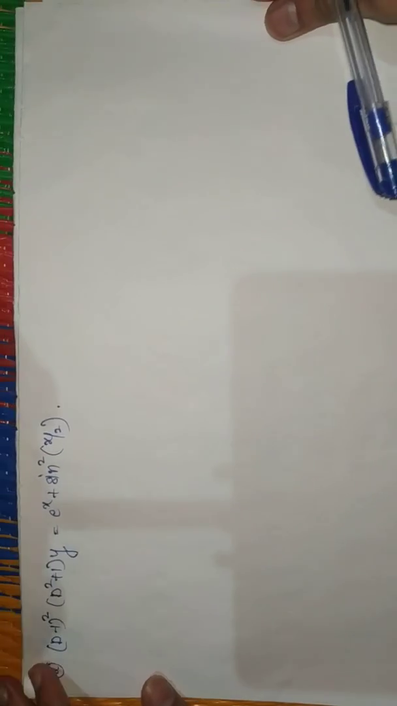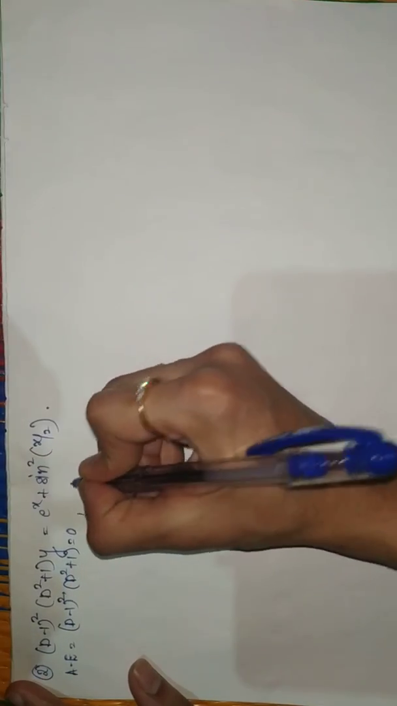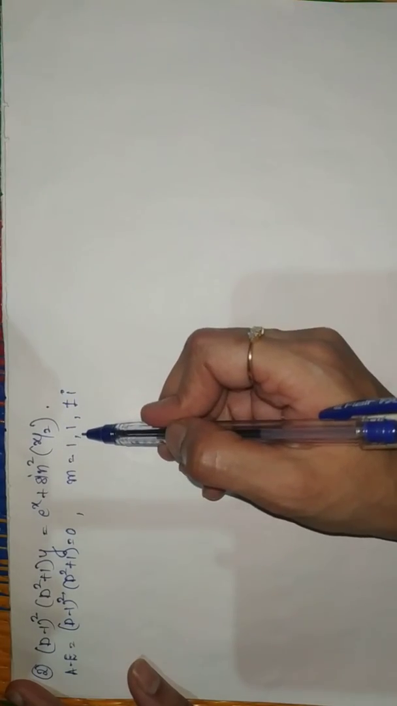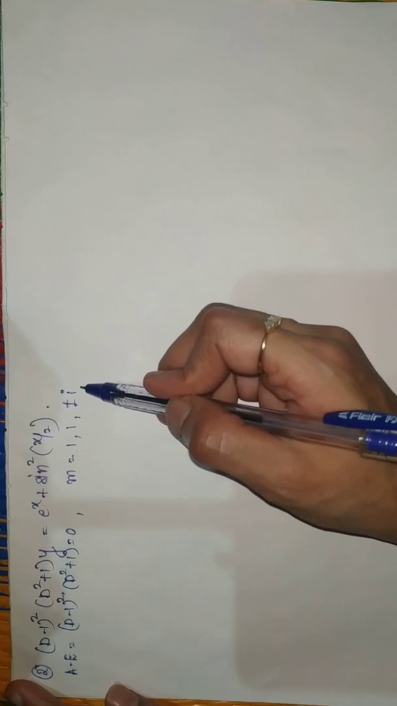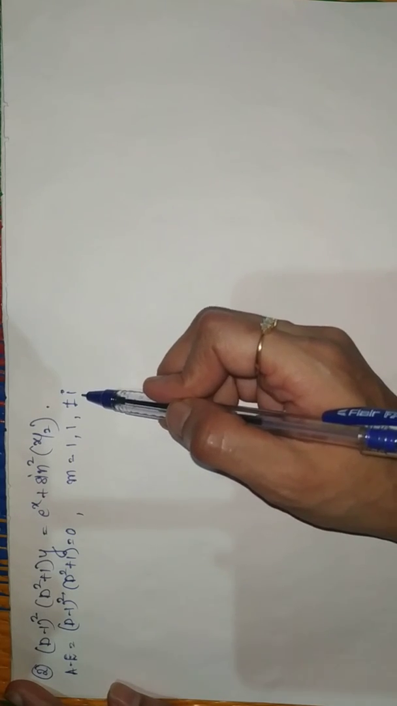Okay, now next question. Again, we have to find the complementary function as well as the particular integral. So let's write down the auxiliary equation, which is (D minus 1) the whole squared, (D squared plus 1) is equal to 0. The roots of this equation are m is equal to 1, 1, because it is repeated twice, and this gives me plus or minus i. So 1 is a real and repeated root, plus or minus i are the complex roots, right?